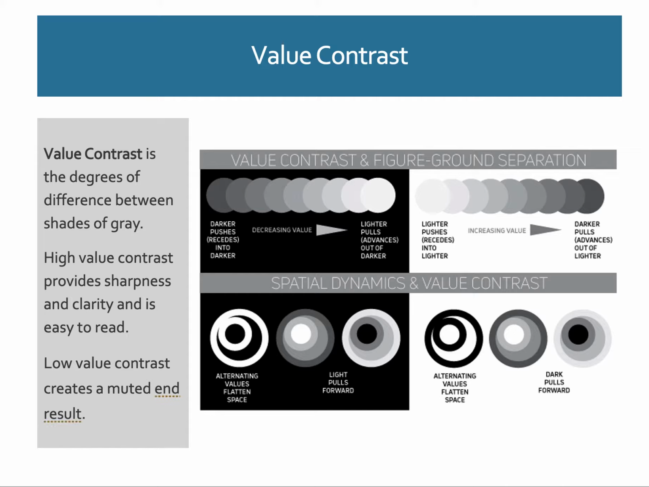Value contrast is the degrees of difference between the shades of gray. And just a couple of visuals here to show you what that looks like. A high value contrast will provide a very sharpness and a clarity that is easy to read. Low value contrast creates a more muted palette, and there are some examples here for you to explore as well.